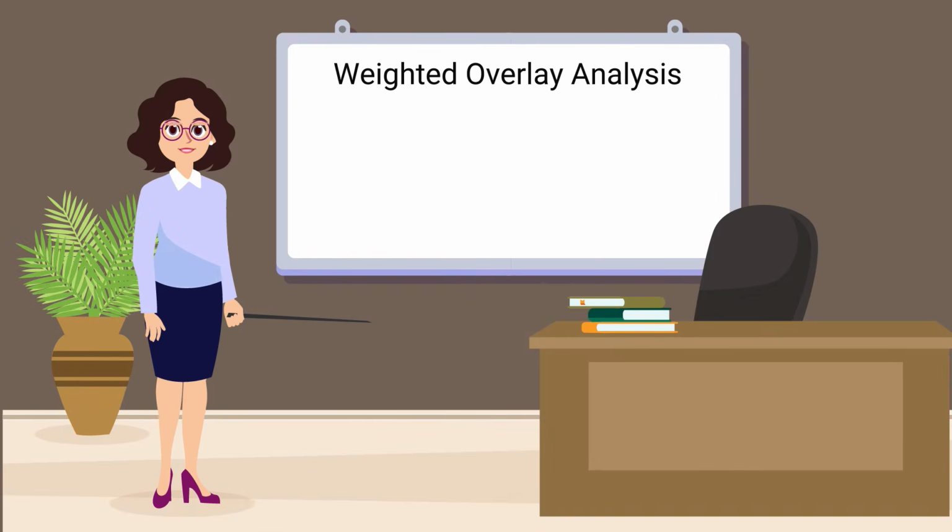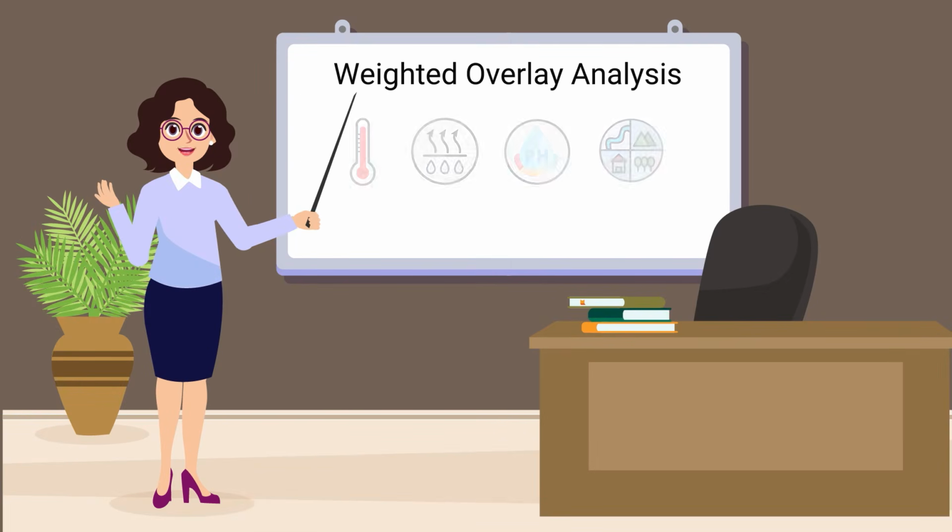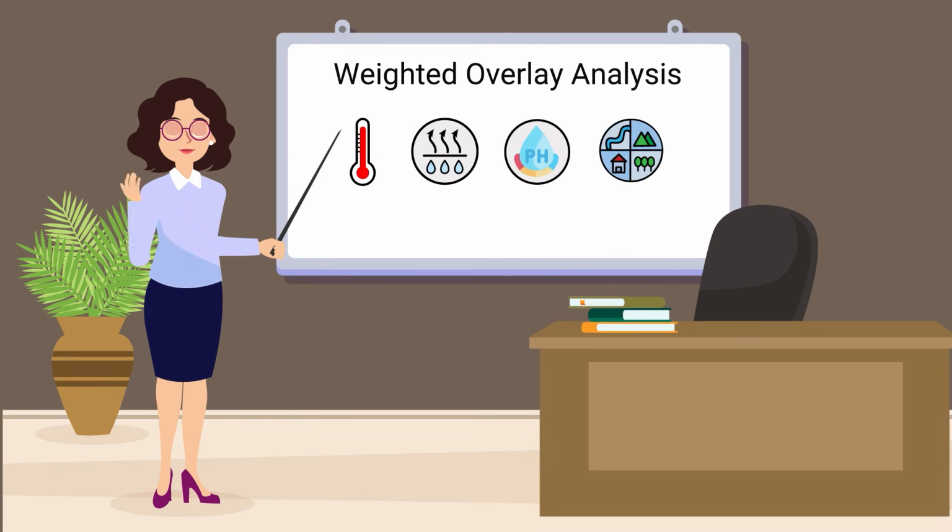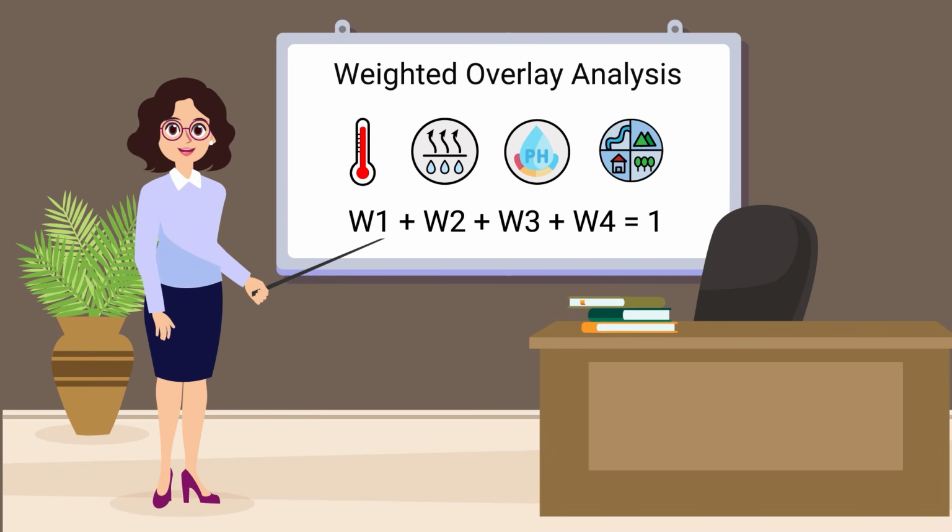Now, let's talk about weighted overlay analysis. Weighted overlay combines several environmental layers into one map. Each factor is assigned a weight based on its importance. The result is a suitability map showing where conditions best support soil microbes.